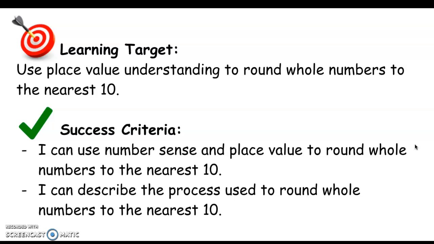Our learning target for today is use place value understanding to round whole numbers to the nearest 10. Our success criteria: we're going to use number sense and place value to round whole numbers to the nearest 10. Number sense is just our understanding of numbers, and place value is knowing our hundreds, tens, and ones in numbers. And then we are going to describe the process used to round whole numbers to the nearest 10. So there's going to be a process that we're going to learn about tonight, and I want you to think about that process as we round tomorrow and the following days.